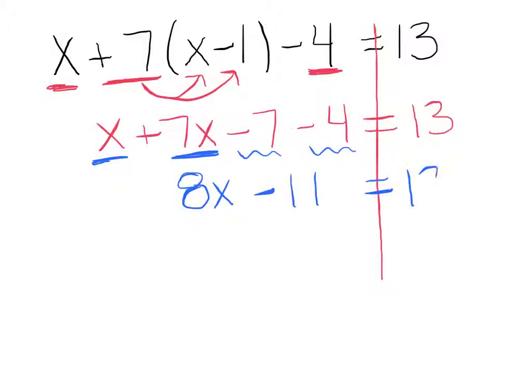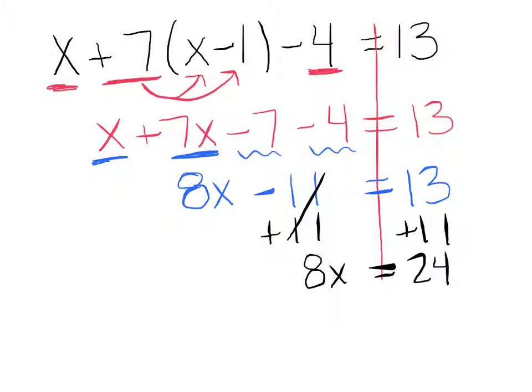Now we have a regular equation that we know how to solve. If you want to make a do and undo chart at this point, you can. If not, you can just remember that we're isolating x, so we have to get rid of everything that is not x. So let's get rid of the negative 11 first. I'm going to add 11 to both sides. So these become 0, and we're left with 8x equals 24.